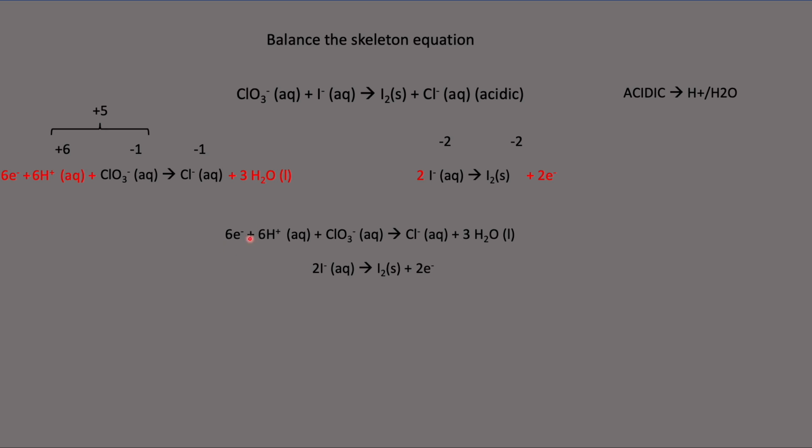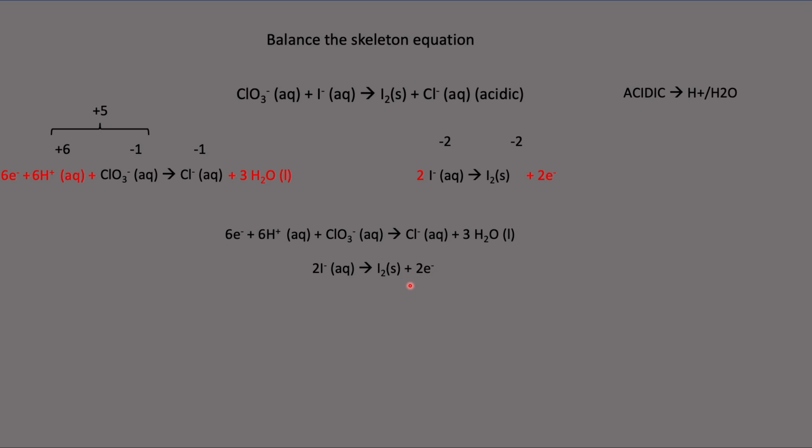If you have, let's say, 6 electrons on this side and the 2 electrons stay on this side, so that both are on the same side, that means you made a mistake, you might have overlooked something, and you need to reevaluate your half reactions. Here we have them on opposite sides, so we're good to go.